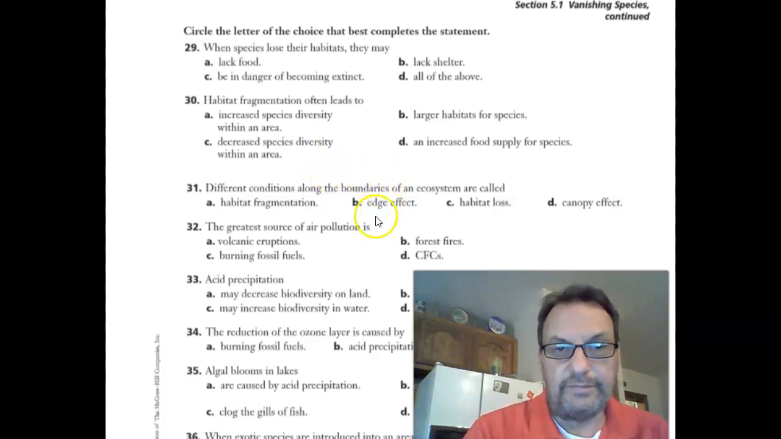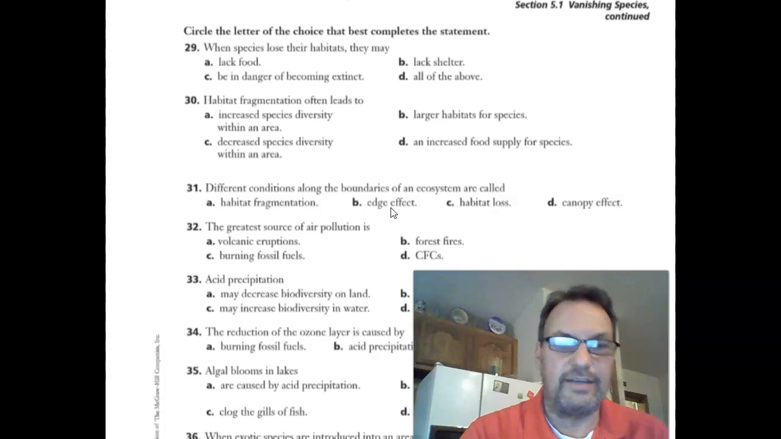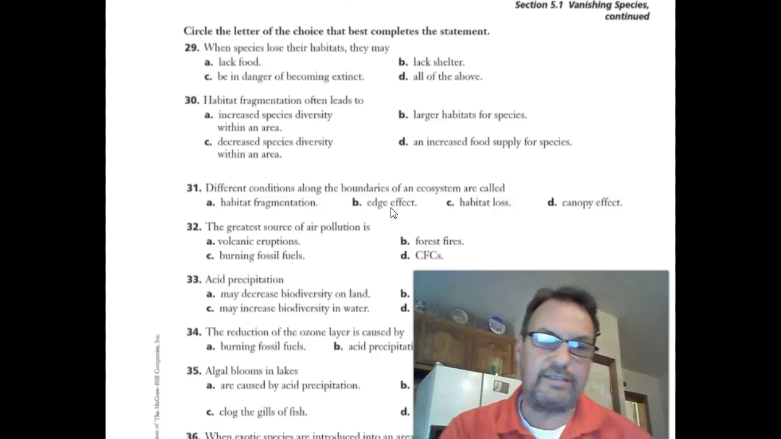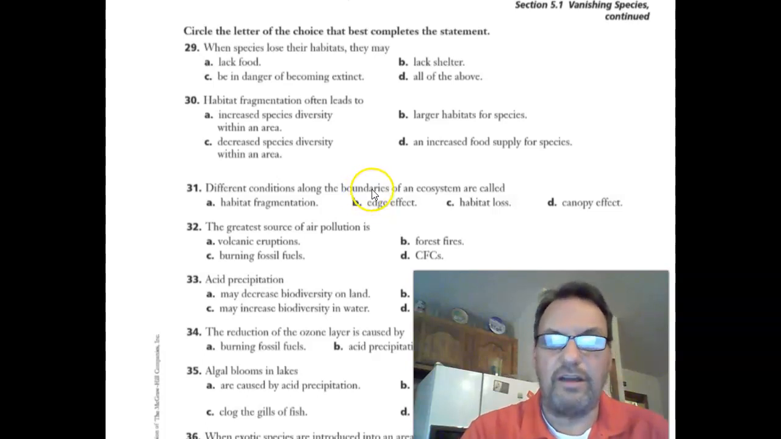Number 31, different conditions along the boundaries of an ecosystem are called this is the edge effect. This has not been covered, so do not mark this one wrong if you missed it. This is just kind of one of those extra questions that gets thrown in there. But if you were just doing a test-taking skill, you would think along the boundary, along the edge, that would be the edge effect.